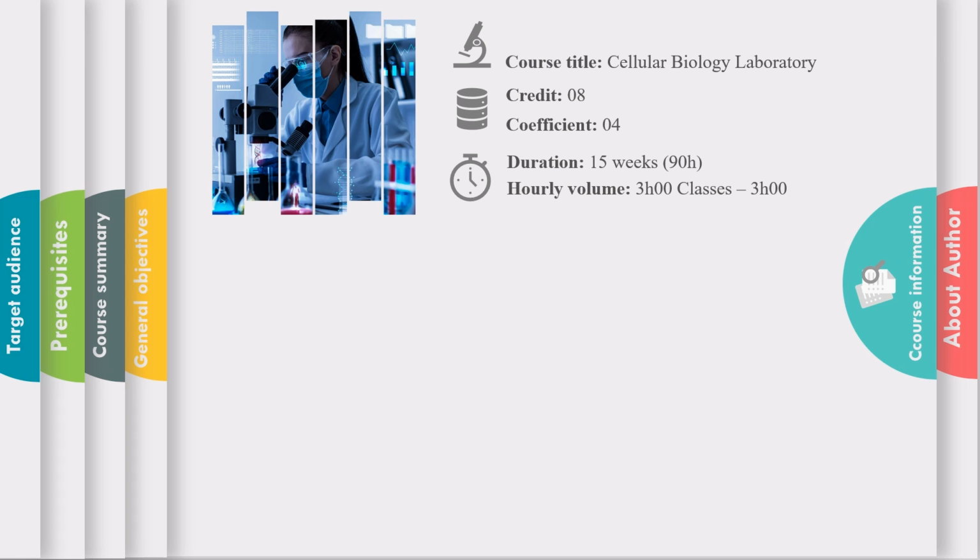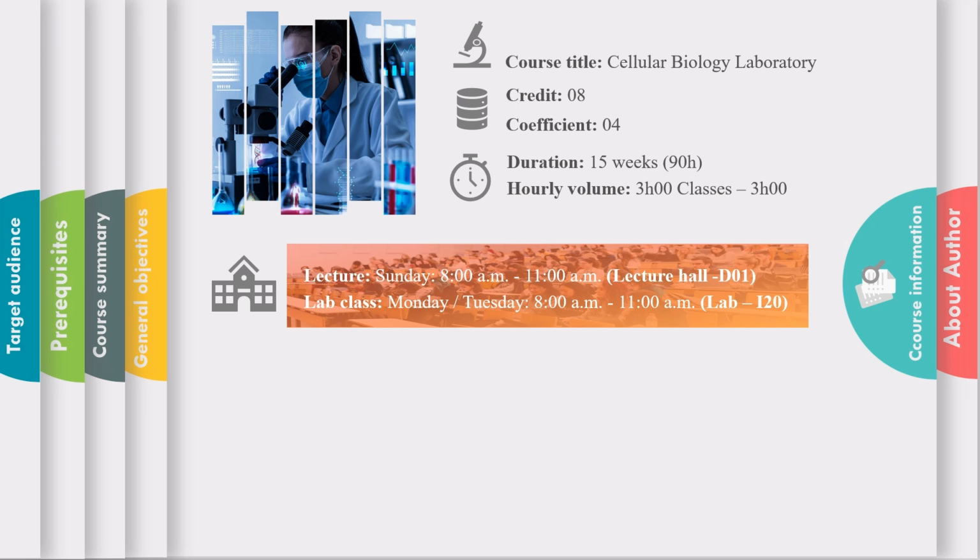In the beginning, let's take a look at the essential information regarding the cell biology laboratory. This course comes with 8 credits and coefficient of 4. During the semester, we will have 90 hours divided into 3 hours of lecture and 3 hours of lab class each week, with a total volume of 15 weeks. The course lesson will be held in the lecture hall D1 each Sunday from 8 a.m. to 11 a.m. And for the lab classes, I will be assisting them in person from Monday to Tuesday in the laboratory E20 from 8 a.m. to 11 a.m.